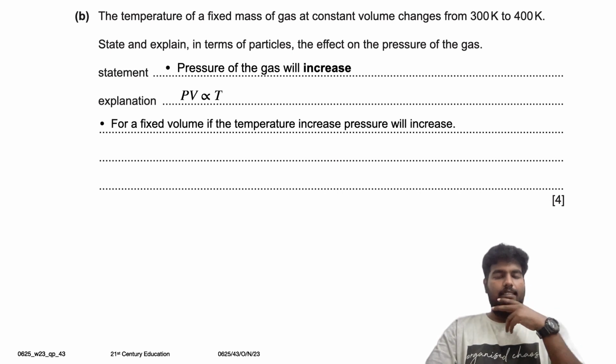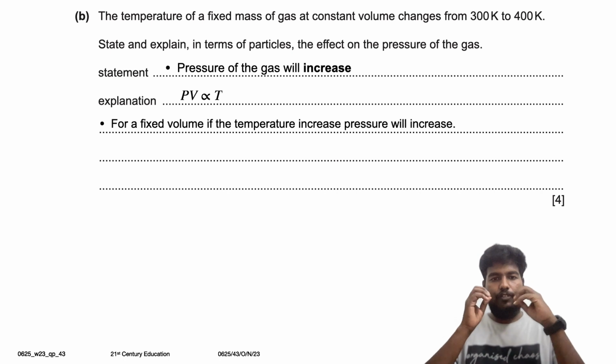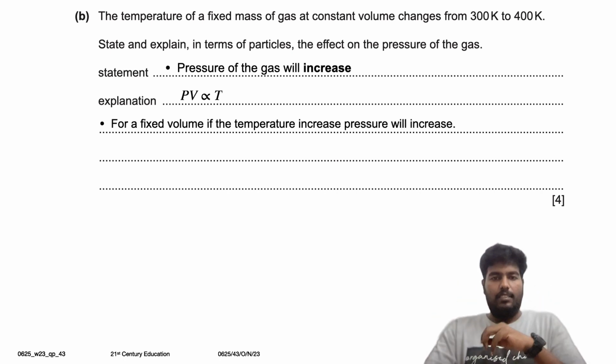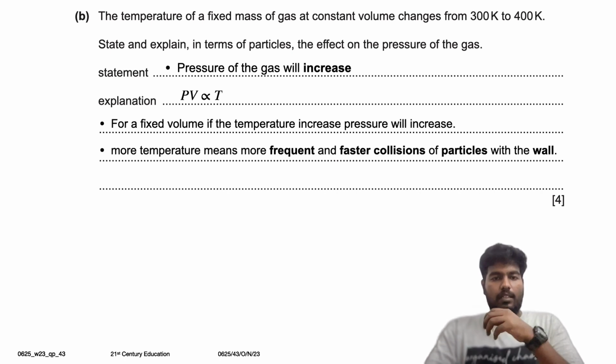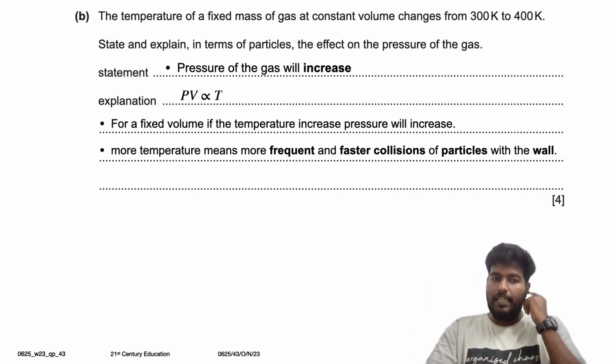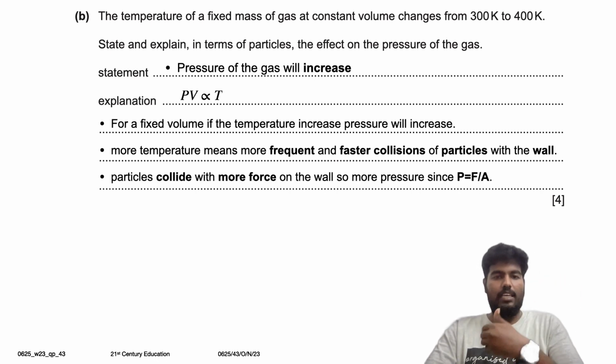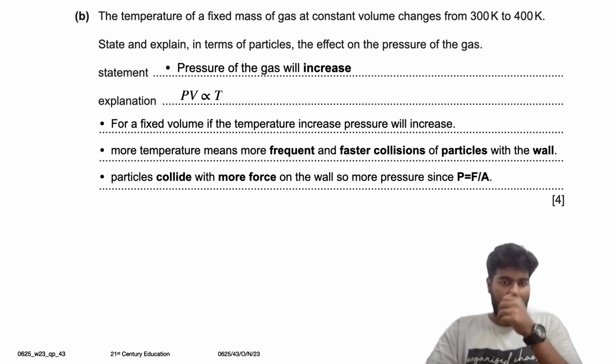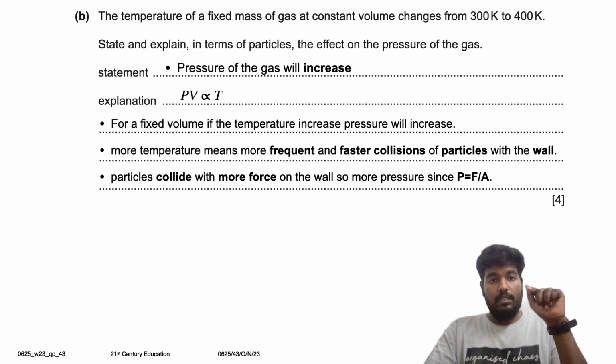What's the second reason? If you increase the temperature, the average kinetic energy of the particles increases. So they vibrate faster, they move faster. They move faster means more frequent collisions, faster collisions. Where do they collide? On the wall. So that's pressure: force exerted per area. More particles colliding means more force, and more force on the same area is more pressure, since pressure is force by area. So the keywords are more frequent collisions, faster collisions on the wall, and collide with more force on the wall.